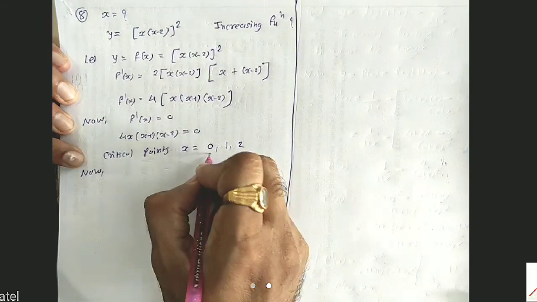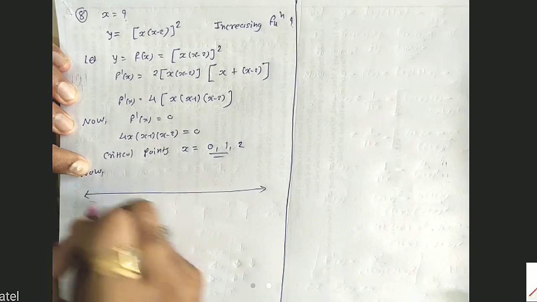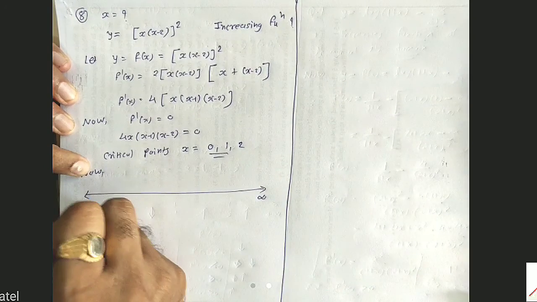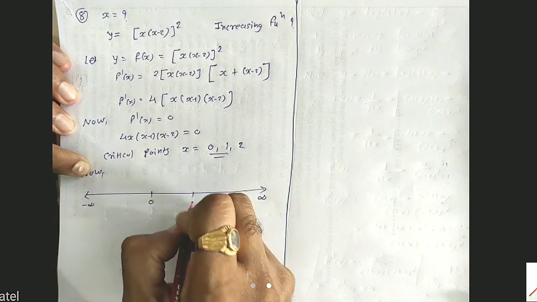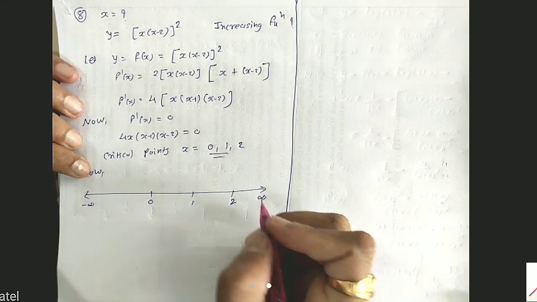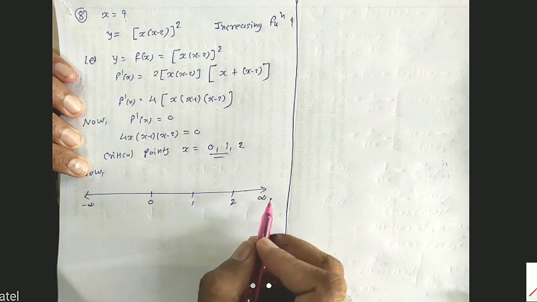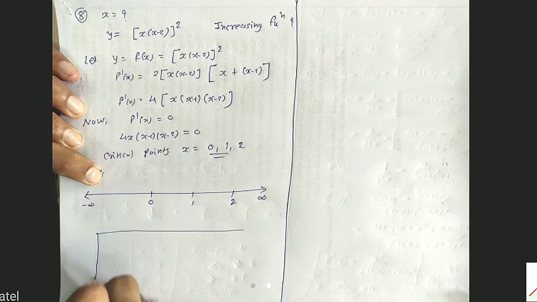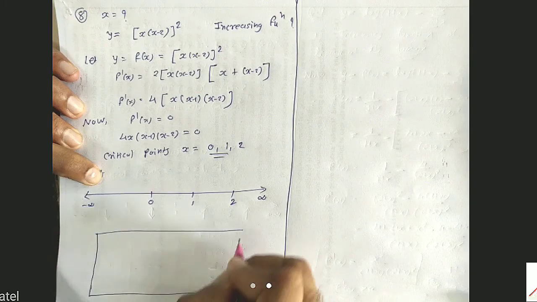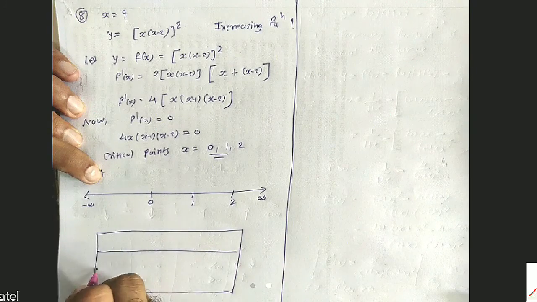Now what is the next step? Locate these critical points on the number line. So this is our number line. This is minus infinity to infinity. The numbers are 0, 1 and 2. So our real number line is now divided into 1, 2, 3 and 4 intervals. So now let's check the sign of this f dash x for these given 4 intervals. So for that we are making one table.